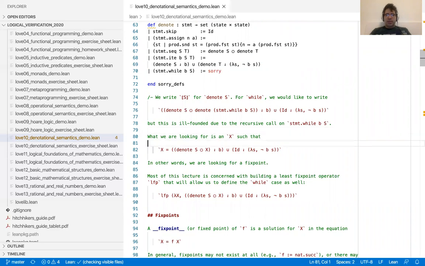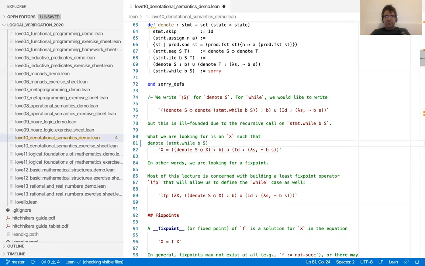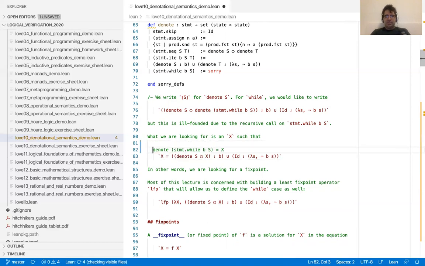So let's step back. What we're looking for is an x such that this equation holds. We're trying to define denote, we're trying to define that beast. So we want to define it so that it satisfies this property, but right now it's not defined. So we want a value x that satisfies this, and we'll then set this denote here to be x.